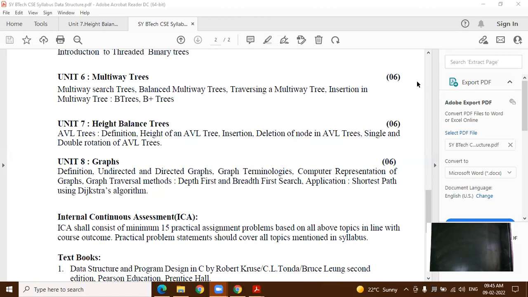Now next point. Before proceeding to the next point, traversing a multi-way tree, first we'll discuss what is the difference between the B tree and B plus tree, right? If you have understood the concept of B tree and B plus tree, then definitely you are able to differentiate them. I'm expecting the answer from your side, and after that we will discuss the next point, that is the traversing of multi-way trees. So what is the difference?